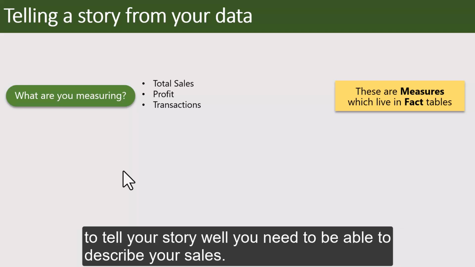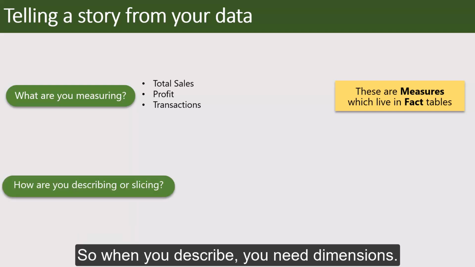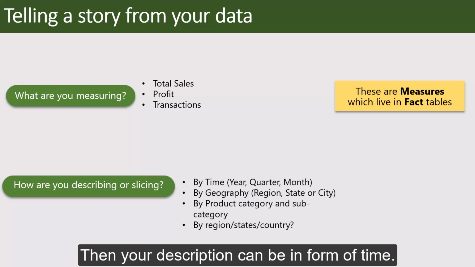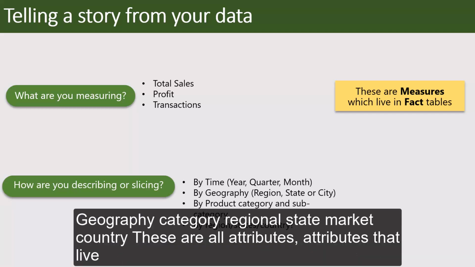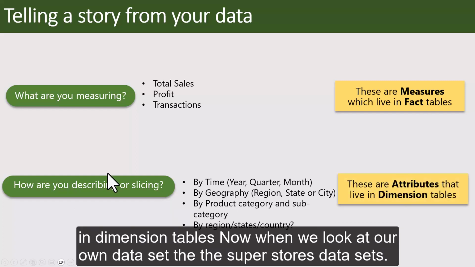But for you to tell your story well, you need to be able to describe your sales. So when you describe, you need dimensions. Then your description can be in form of time, geography, category, region, state, market, country. These are all attributes that live in dimension tables.